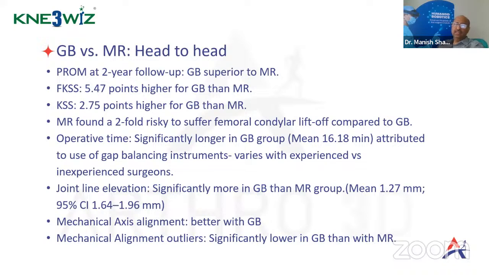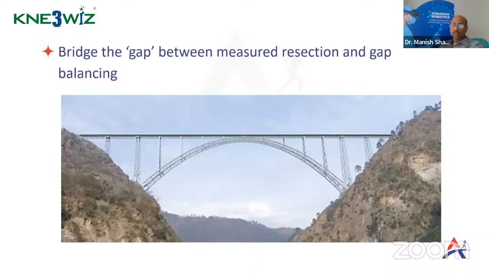A head-to-head study, patient-related outcome measures, PROMs, at 2 years follow-up, gap balancing was superior. Though it took a lot more time, close to an average of 16 minutes more compared to measured dissection. The key is bridging the gap between measured dissection and gap balancing.